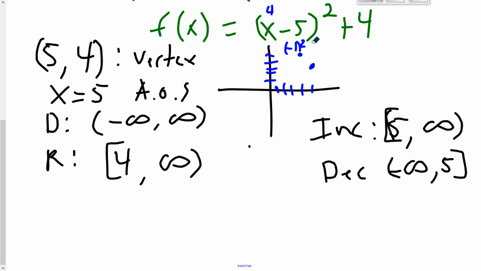And then I flip it over my axis of symmetry, which is x equals 5. And it's going to have the same height, so I go over 1. Now I can graph my parabola. All done.